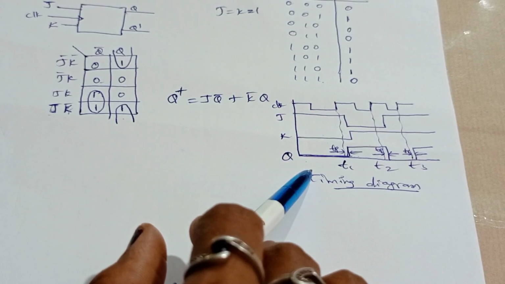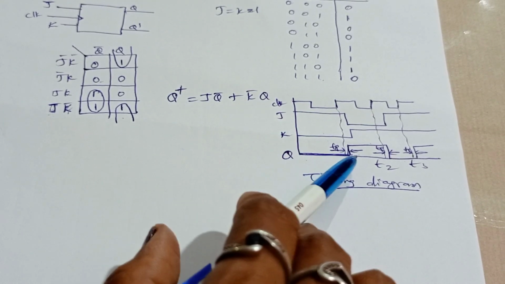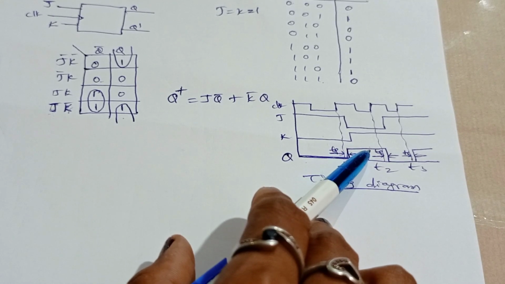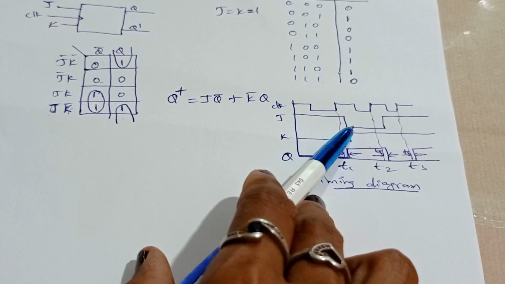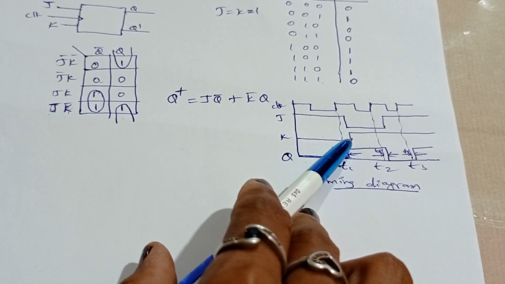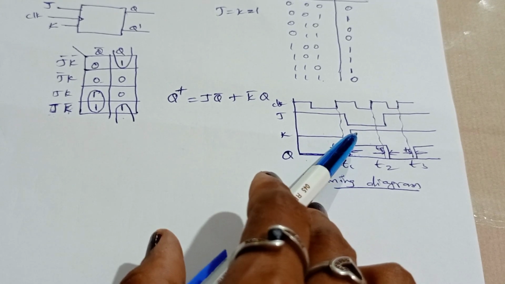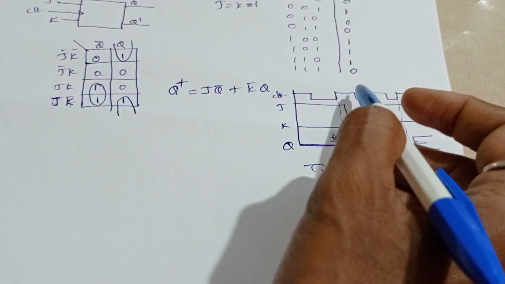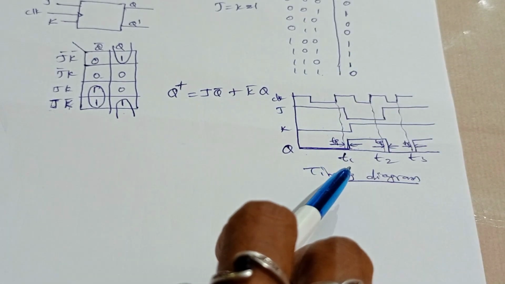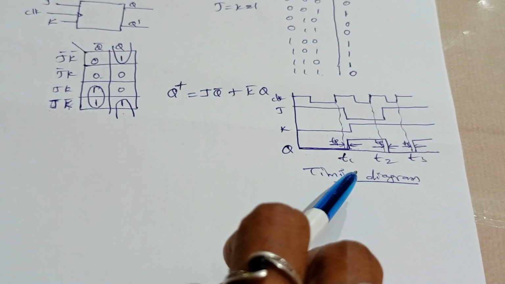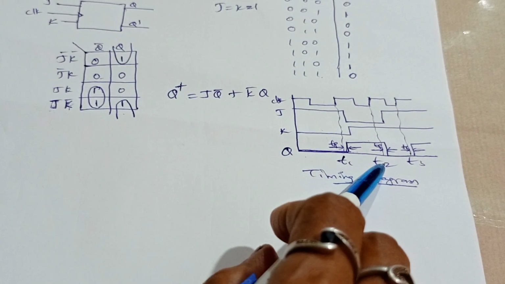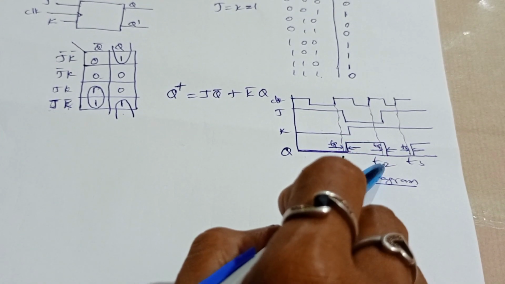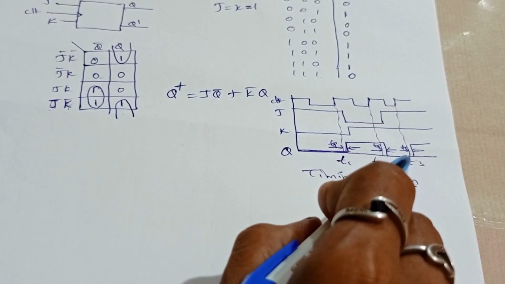Because q is equal to 1, here q is equal to 1, j is equal to 0 and k is equal to 1, before the second rising clock edge, q changes from 1 to 0 at t2. See here at t2 q is changing to 0.